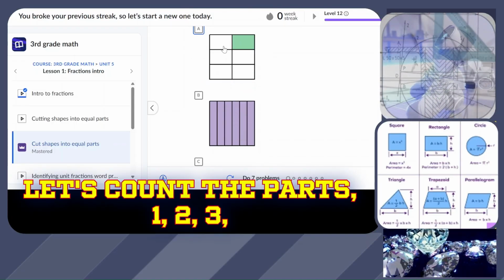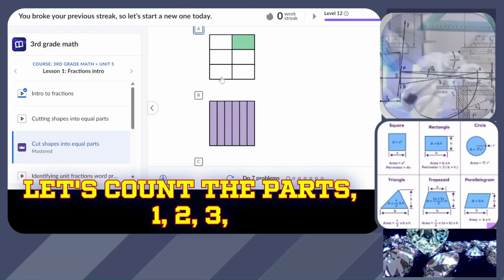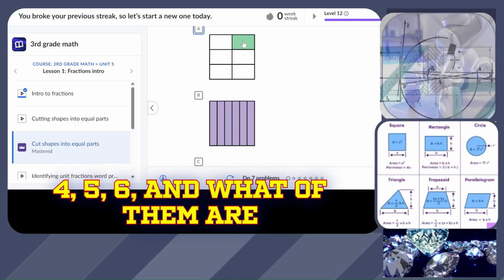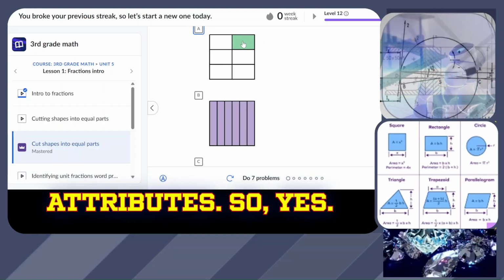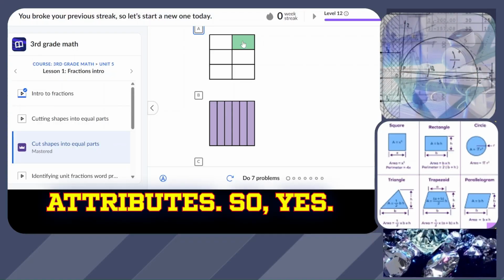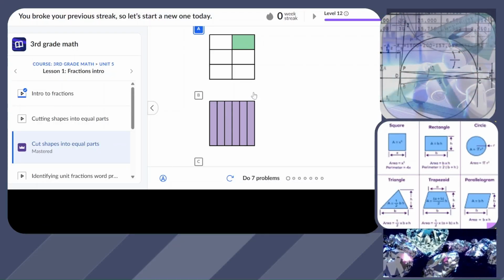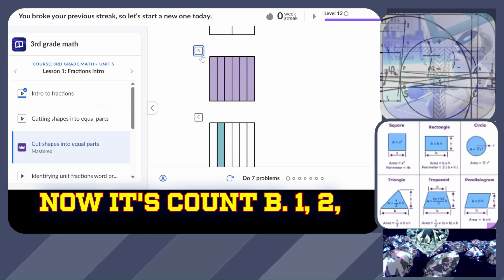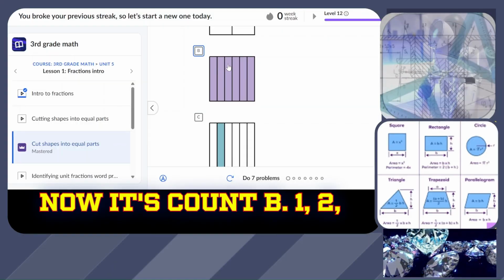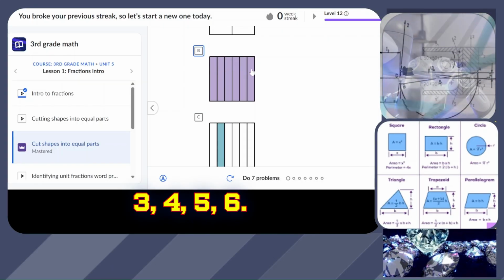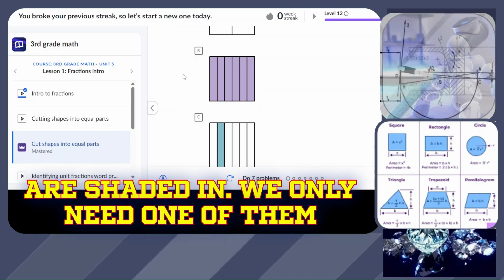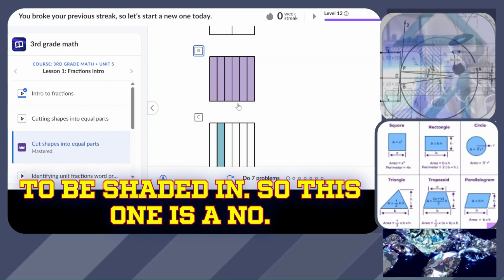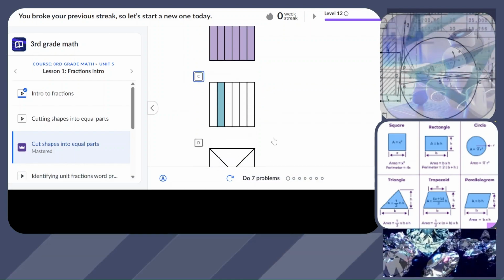A, let's count the parts. 1, 2, 3, 4, 5, 6. And one of them is shaded. That matches all the attributes. So yes. Let's count B. 1, 2, 3, 4, 5, 6. It has 6 equal parts, but all of them are shaded in. We only need one of them to be shaded in, so this one is a no.